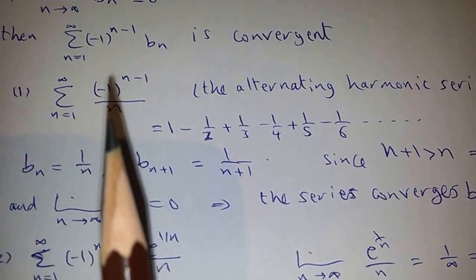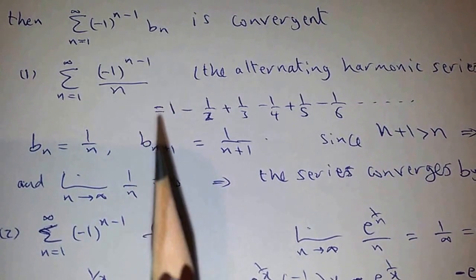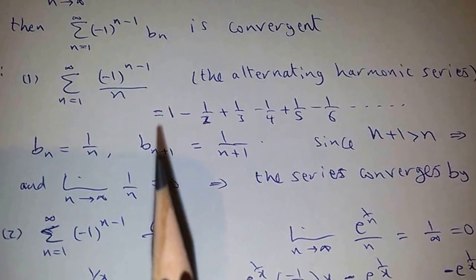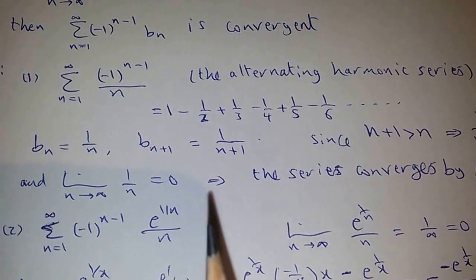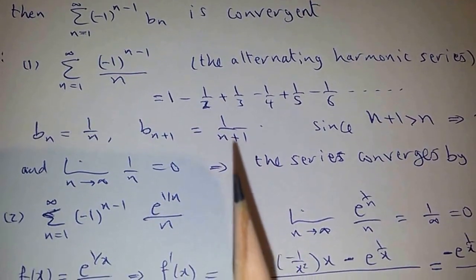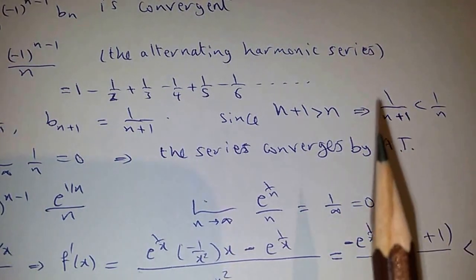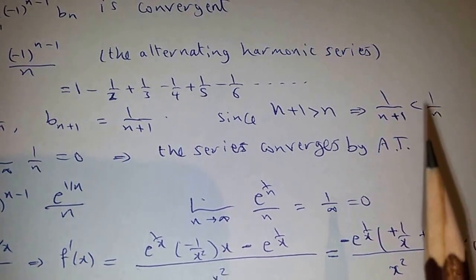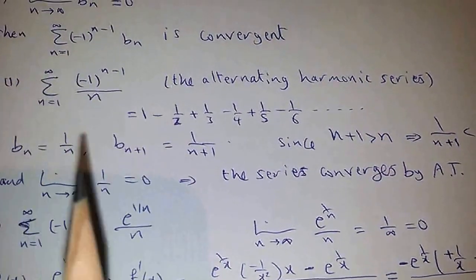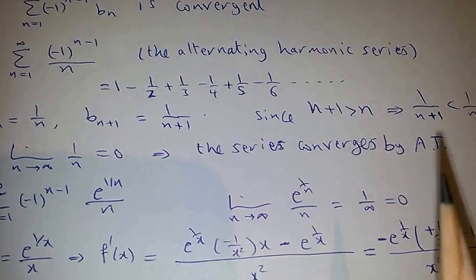So let us find the limit of bn. What is bn here? It is 1 over n. So forget about (-1) to the power n minus 1 and concentrate on 1 over n, bn. The limit of 1 over n is 0, and bn plus 1 would be 1 over n plus 1. n plus 1 is greater than n, so 1 over n plus 1 is less than 1 over n. So bn plus 1 is less than bn, so bn is decreasing. This series satisfies the two conditions, so it is convergent by the alternating series test.